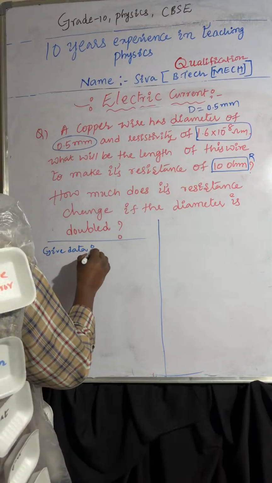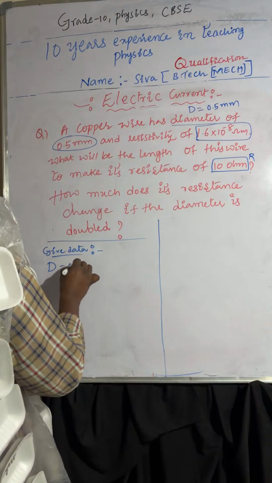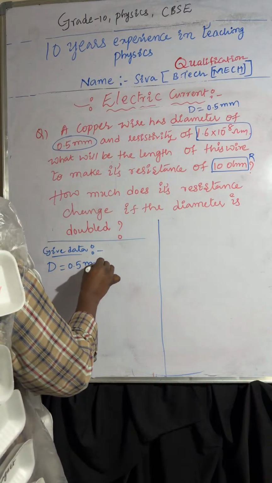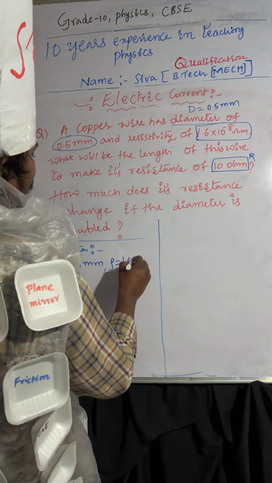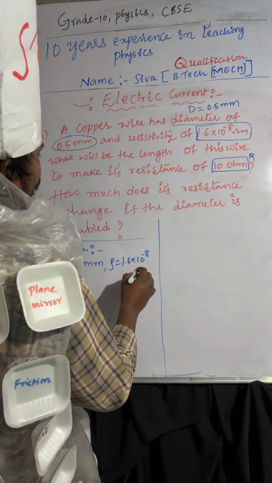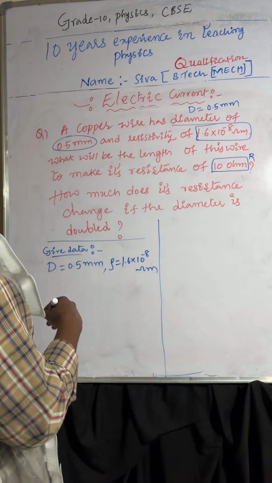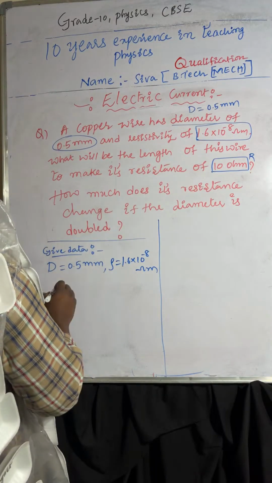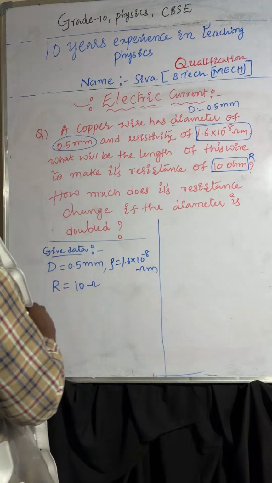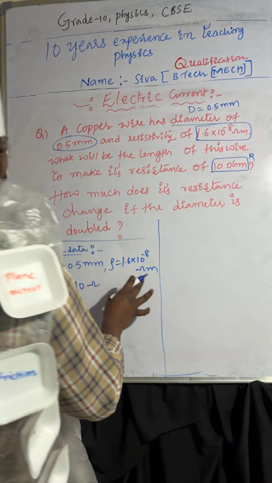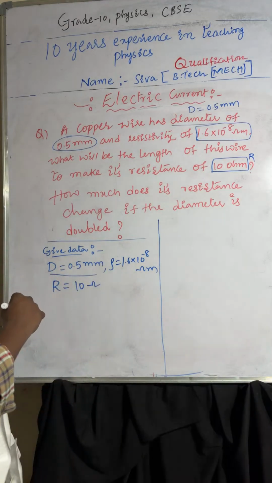That is, diameter equal to 0.5 mm, resistivity equal to 1.6 into 10 power minus 8 ohm meter, and coming to the resistance, it is 10 ohm. So here you need to understand one thing, diameter is given in mm.